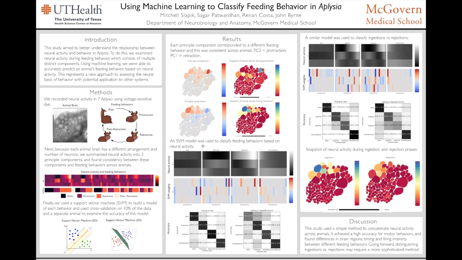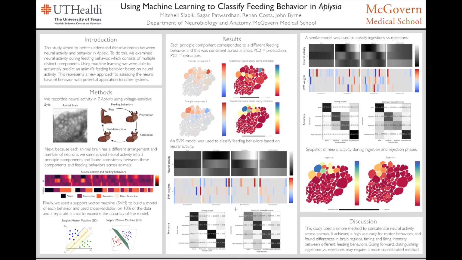Under that, you can see a timeline of the neural activity during those different behaviors. You can see principal component 2 ramping up during the protraction phase, and then principal component 1 ramping up during the retraction phase. And then under that, in red and blue, you can see the weights that the support vector machine used to classify these behaviors.